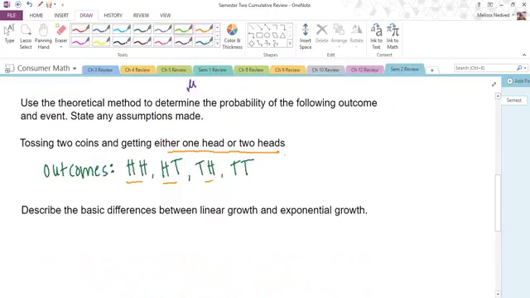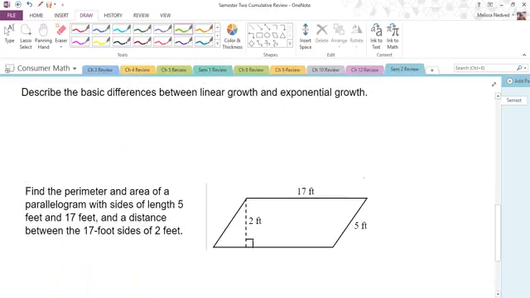So when I find the probability, I take the total number of events, the times that happens, and that happens 3 times, divided by my total number of outcomes. There are 4 possible outcomes. So there's a 3/4 probability that I will get at least 1 or maybe 2 heads if I flip 2 coins. Be comfortable with that. If you need help, please let me know.